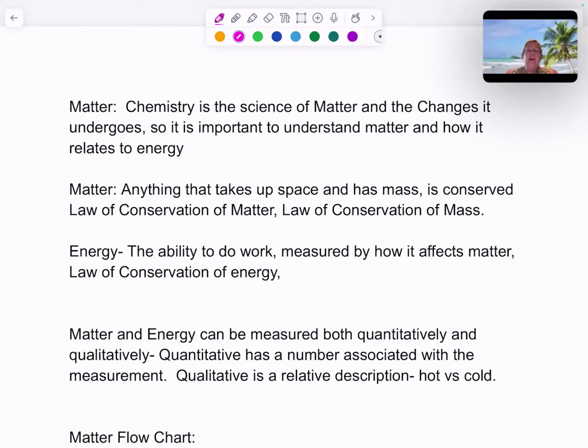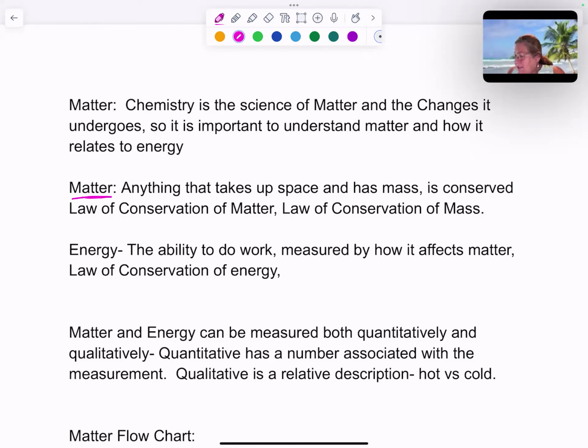Today we're going to talk about matter. Chemistry is the science of matter and the changes that it undergoes. So it's important to understand how matter and energy relate to each other. Matter is anything that takes up space and has mass.